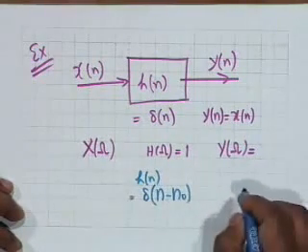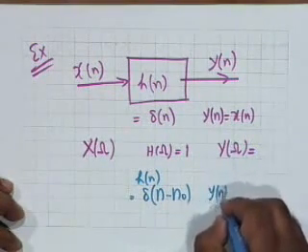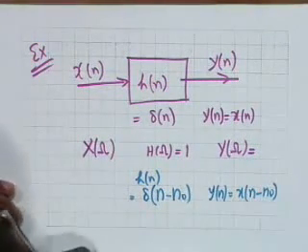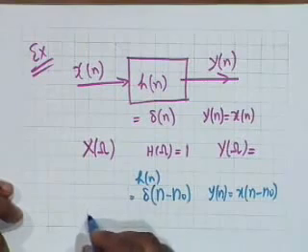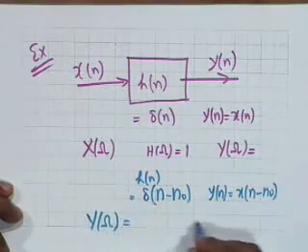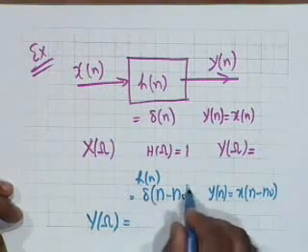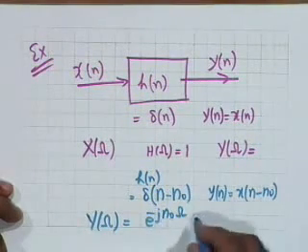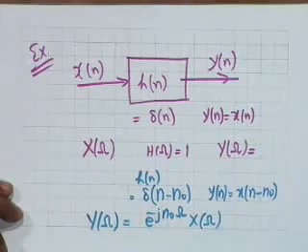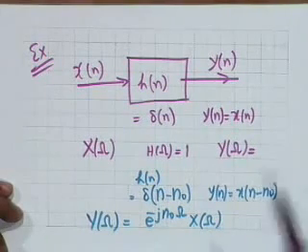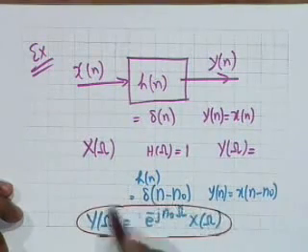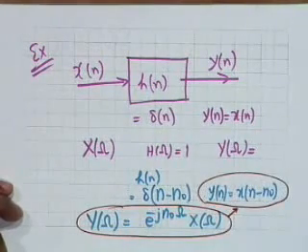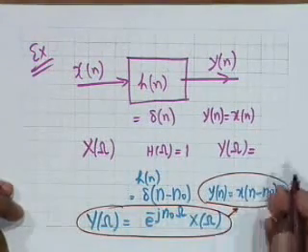Then what is my y of n? That's right. It is simply delayed. If you look at this relationship in the frequency domain, capital Y of omega is equal to capital H of omega, which is e to the minus j n0 omega, multiplied by capital X of omega. If you take the inverse transform of this relationship, you precisely get y of n equal to x of n minus n0.